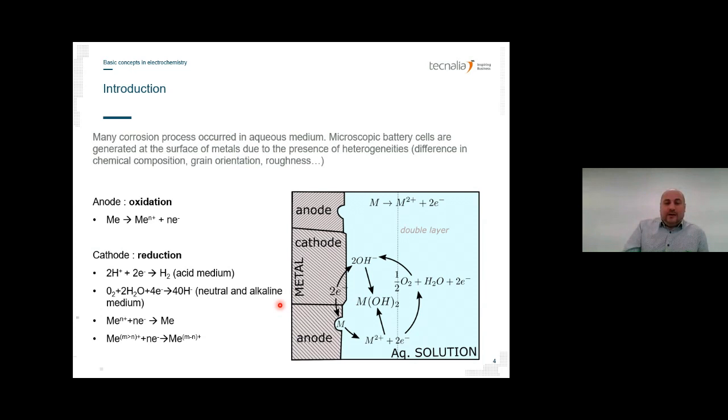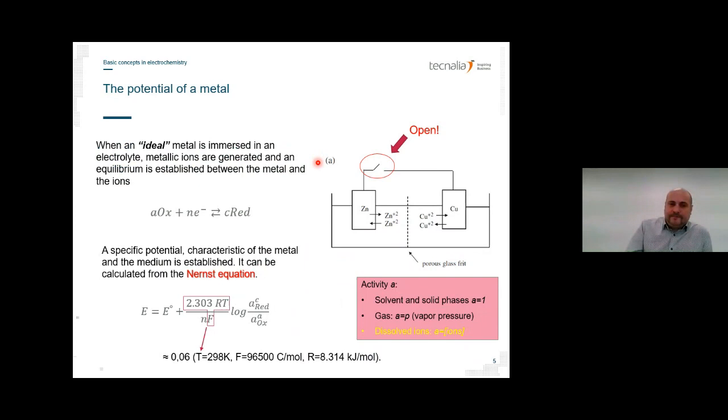Now, what happens when we have an ideal metal? In this case, I will consider as ideal a metal that doesn't have surface defects, that could be a perfect monocrystal, immersed in an electrolyte, which is something quite theoretical. And we immerse it. So for example, like we do in this cell here, we have a zinc that is immersed in an aqueous solution, and on the other side copper that is immersed in an aqueous solution, and they are not connected.